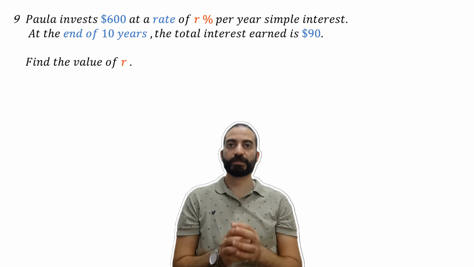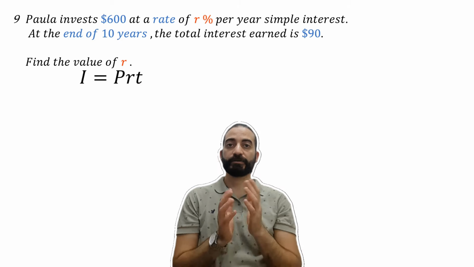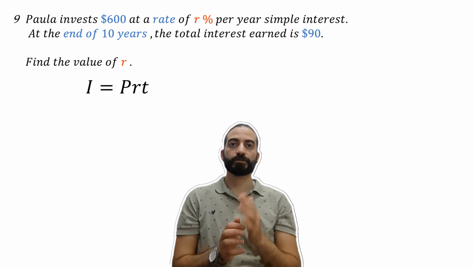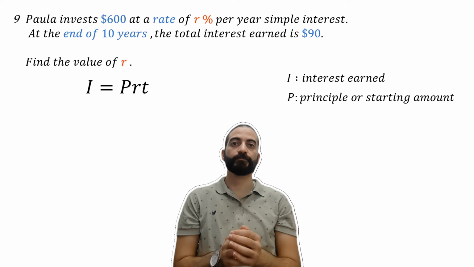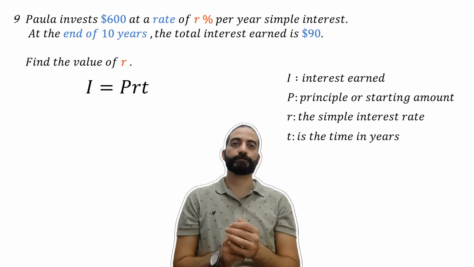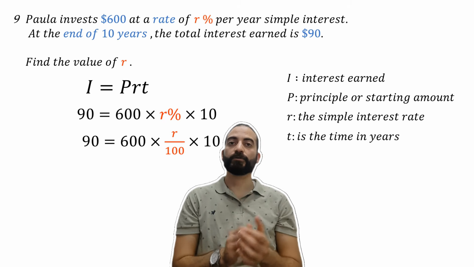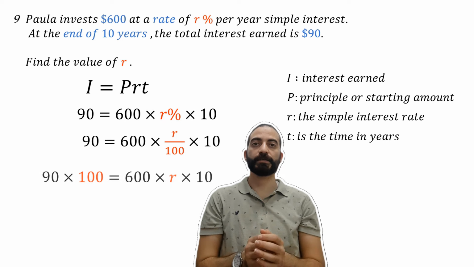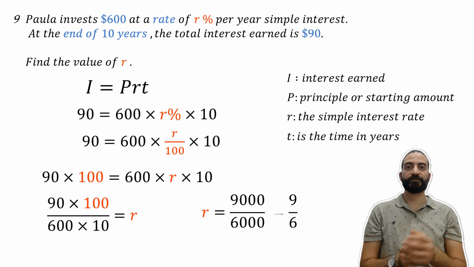When we find in the question the words simple interest and rate, this rule should come to mind, which is I equals PRT. I is the interest earned, P is the principal or starting amount, R is the simple interest rate, T is the time in years. Now we put everything into this formula and we get this form. We want the rate, so we cross multiply. Now we can simplify with zeros, and we can also simplify when we divide by 3. So we get the final answer.